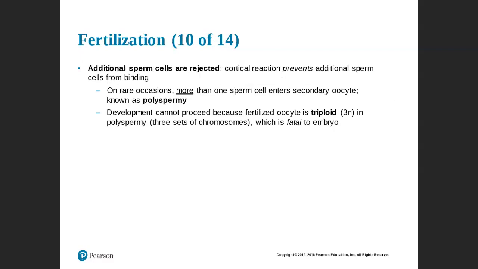Okay, so therefore, any additional sperm cells are rejected because of these cortical granules. This cortical reaction prevents any additional sperm cells from binding. On rare occasions, though, there is more than one sperm cell that enters the secondary oocyte, and that's called polyspermy. And when that occurs, development cannot proceed any further because the fertilized oocyte is now triploid. It's got 3 copies, and therefore that's going to be fatal to the embryo, and there will be a miscarriage.